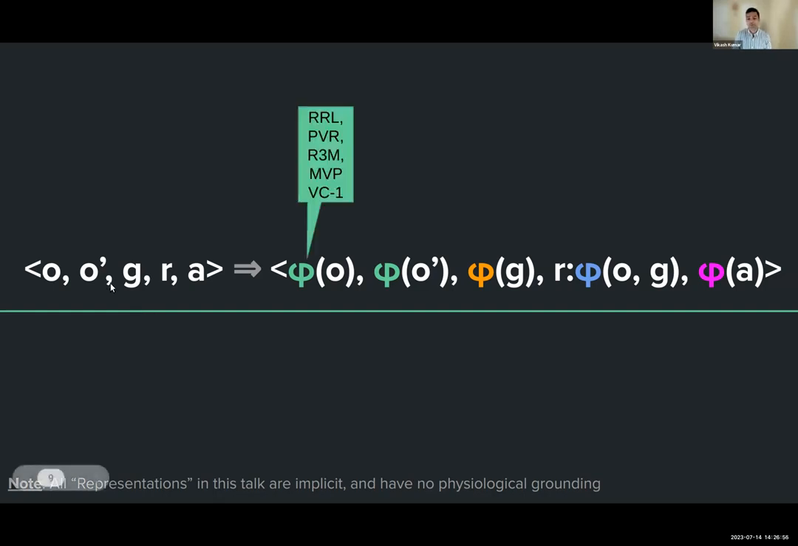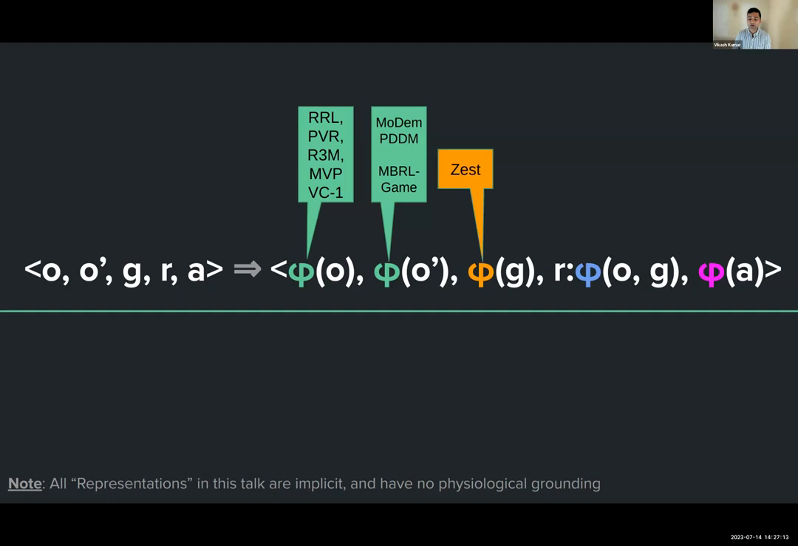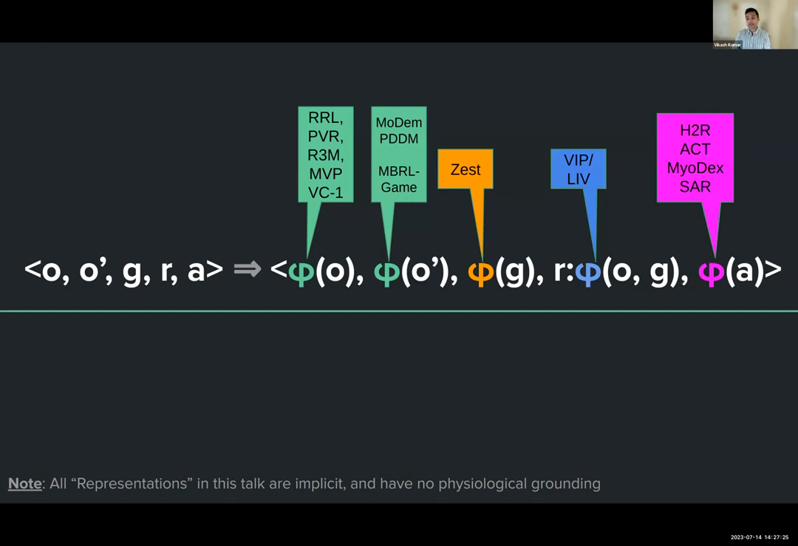And I've taken this quite far over the last few years. For example, if you think of sensory representations, we have things like R3M, MVP, VC1, etc. If you think of representations of state and next state, then you have model-based RL algorithms coming in. If you think of goal representations, there are works like Zest. If you think of value function representations, then we have things like VIP and LIV. And finally, if you think of action representations, there are a few representational works: H2R, Action Chunking Transformer, MyoDex, and SAR. So in the next few slides, I'm going to mostly talk about the action representation side of things.